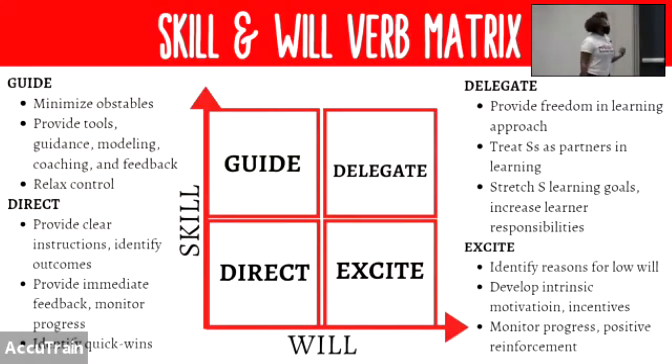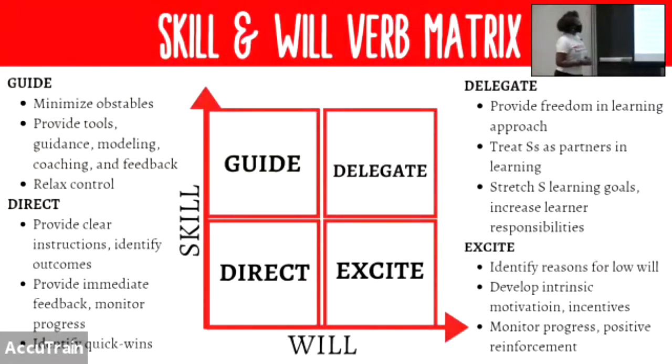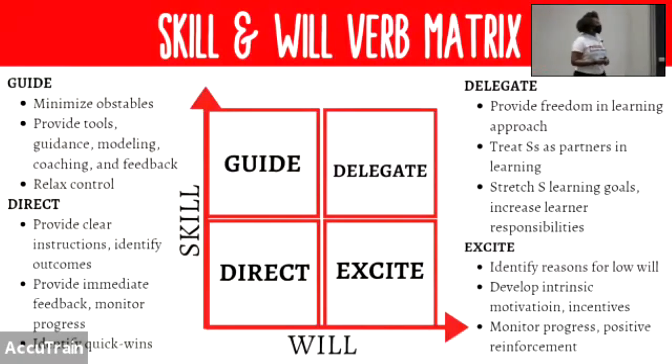So with that type of student, because they want to do it, but they don't have the skills to match that desire, we have to excite them. We need to identify reasons why. We need to help them develop intrinsic motivation. And again, we're going to monitor progress and give them positive reinforcement.